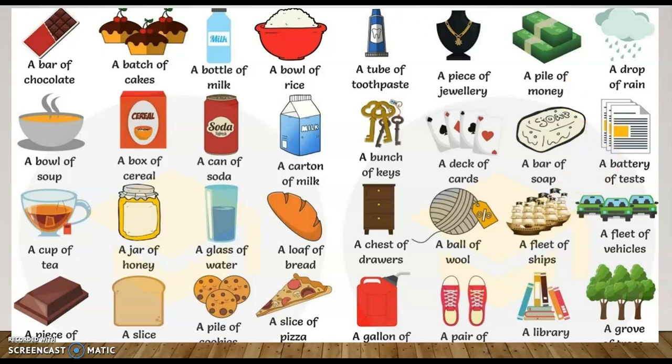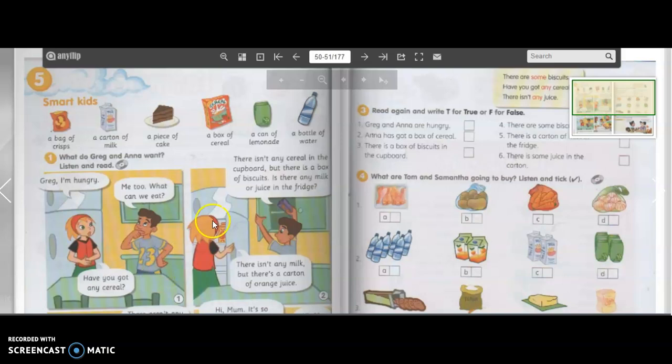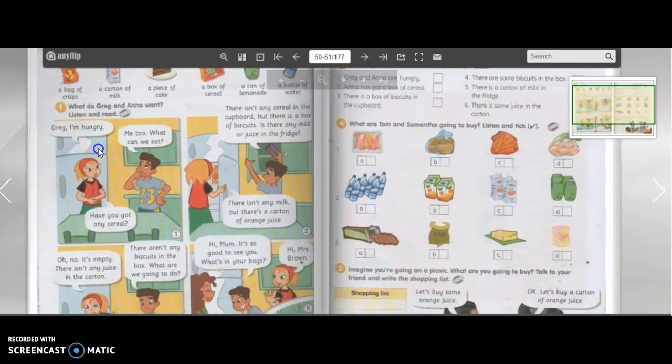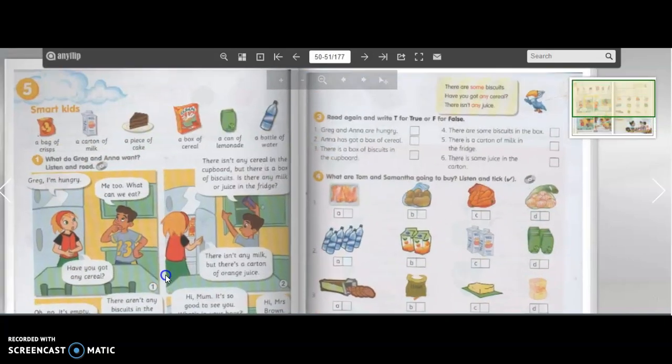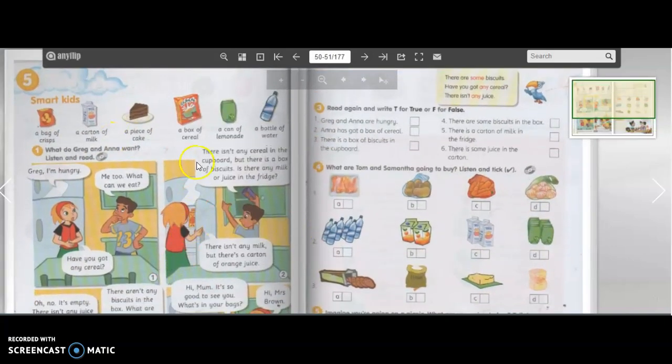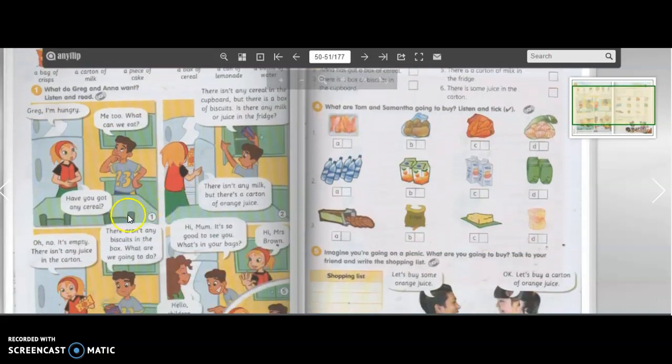So these are the examples of collective nouns. Basically your work for today is, I want you to read these dialogues. Read this dialogue, and if you cannot understand what it means, you can always check the dictionary. If you don't have a dictionary, you can always Google what it means.